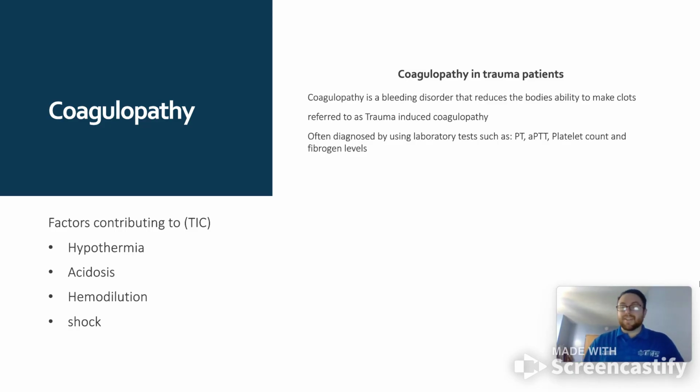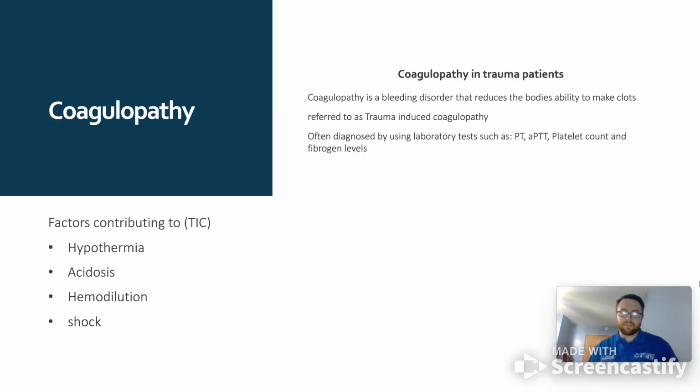Often, coagulopathy itself is diagnosed by using laboratory tests that aren't necessarily available to us on the ambulance, so we might not be aware that the patient has coagulopathy issues unless we're told, such as blood thinners and previous medical history during our history taking portion. Some factors that contribute to TIC, the trauma-induced coagulopathy, are hypothermia, which we talked about already, acidosis, and hemodilution, which we also touched on a little bit, and we'll touch on more in the next section.